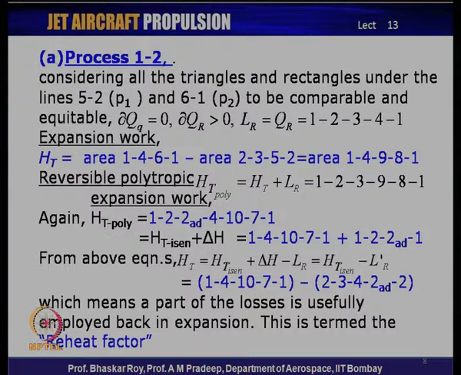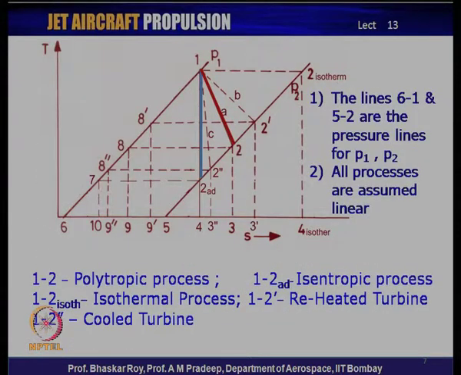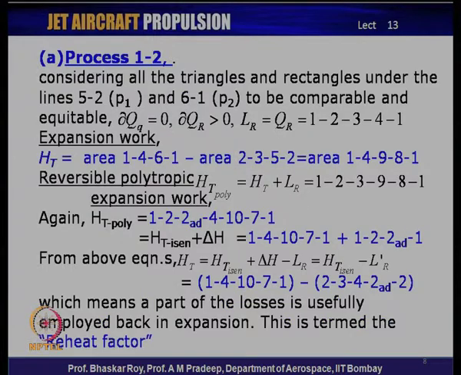Now, the H T polytropic can also be written in terms of 1, 2, 2 adiabatic, 4, 10, 7, 1. So, if you go along this red line 1 to 2, then 2 to 2 adiabatic, and 2 adiabatic down to 4, and then to 10 and to 7, 1. This also, of course, from thermodynamic depictions, gives you the polytropic work.